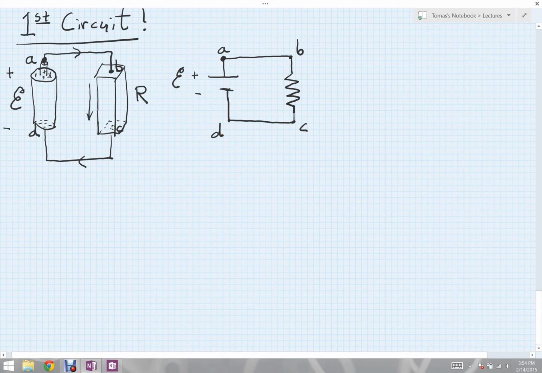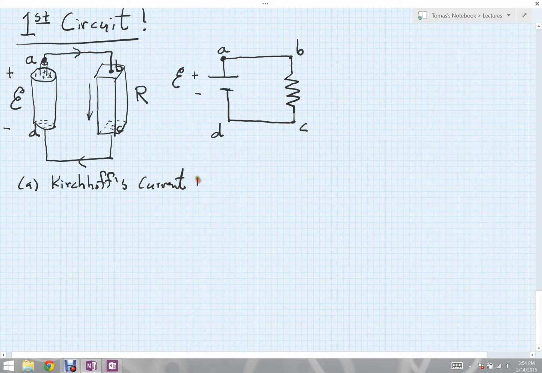Now we can actually fairly quickly carry out our analysis. It turns out that in circuit analysis there are really two basic rules, and you already know them because you've been studying the fundamental physics of electricity. The first of these rules is Kirchhoff's current rule. And this you already know.